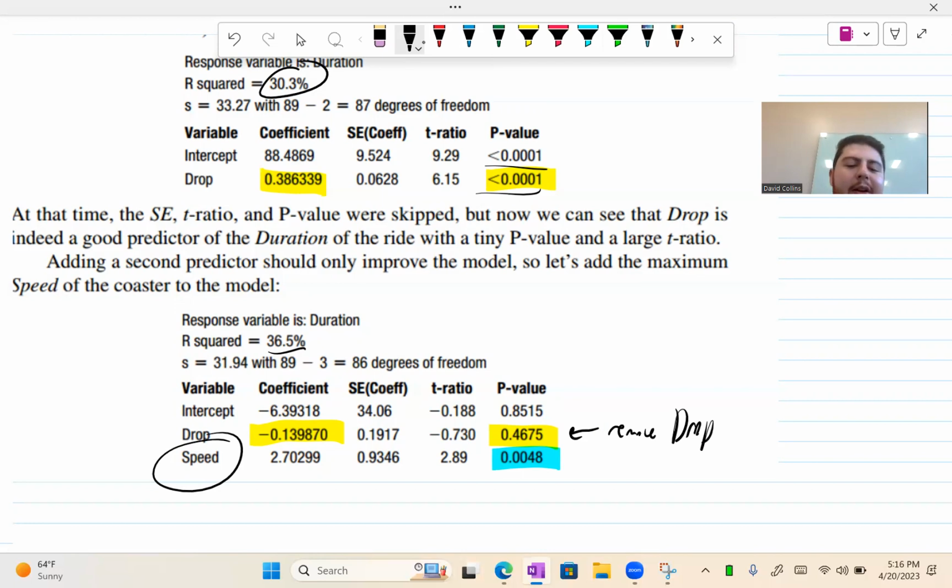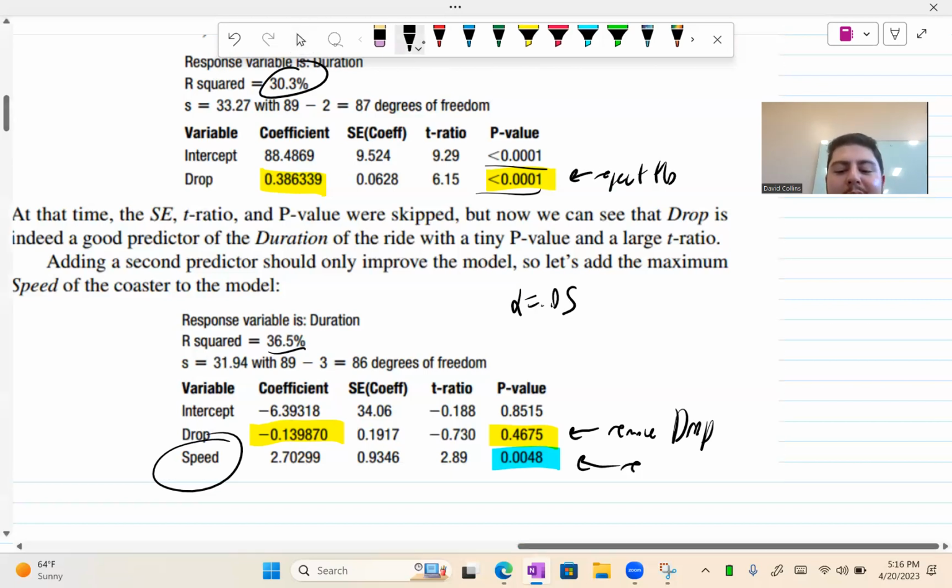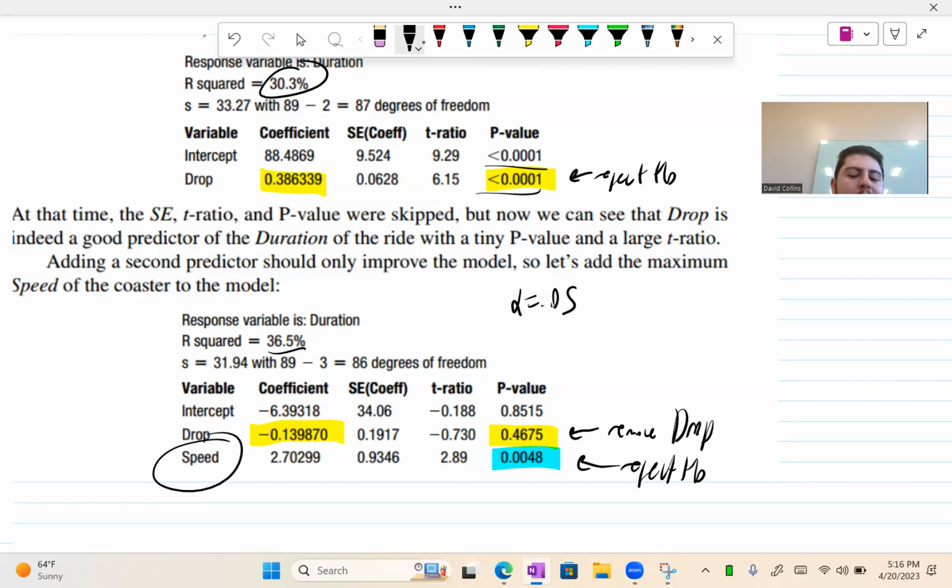That doesn't matter. Just say alpha is 0.05. In this test, we reject. In this test, we reject. You don't need to compare the p-values. The important part is that drop became insignificant, because the p-value is now 47% instead of a fraction of a percent.